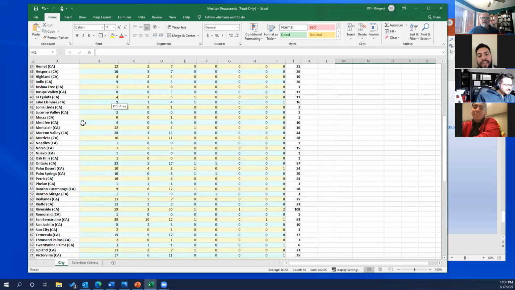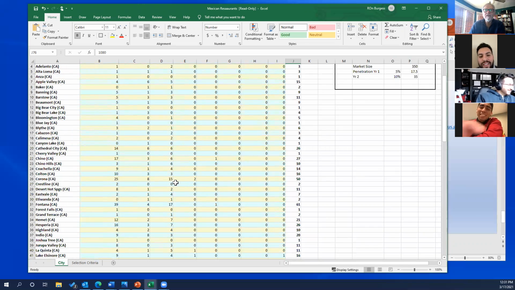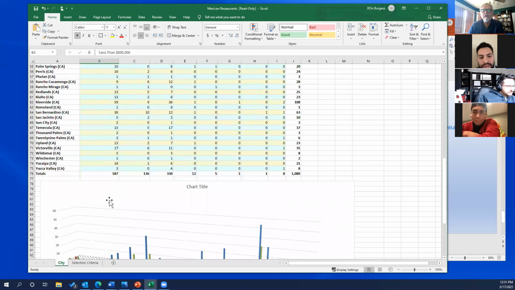Here we go. And the number is 1,080. I mean 1,000. That's what I meant. But look at the sizes. This first column is less than $500,000 in business. That's 587.